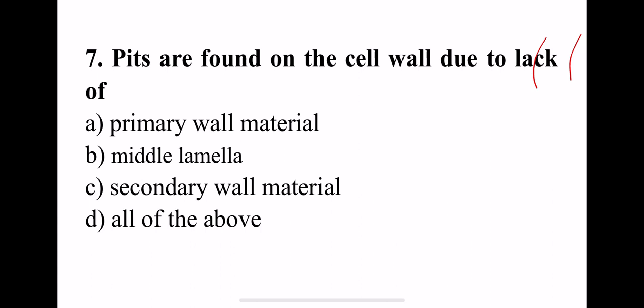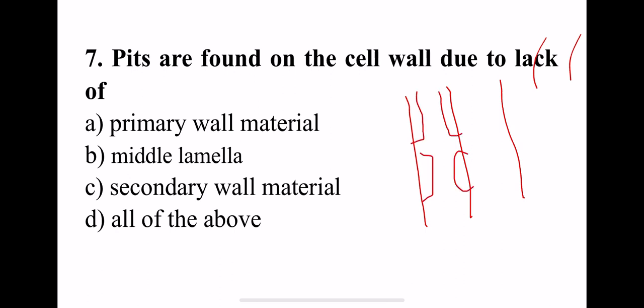So before that, let me explain what pits are. Pits are the thin region of the cell wall through which adjacent cells communicate or exchange fluid with the other cell. So observe, this is a cell, and this is the adjacent cell. Within this it has pits. This region is called the pit. Through this region, the adjacent cell gets water or any other material. They exchange fluid with the other cell.